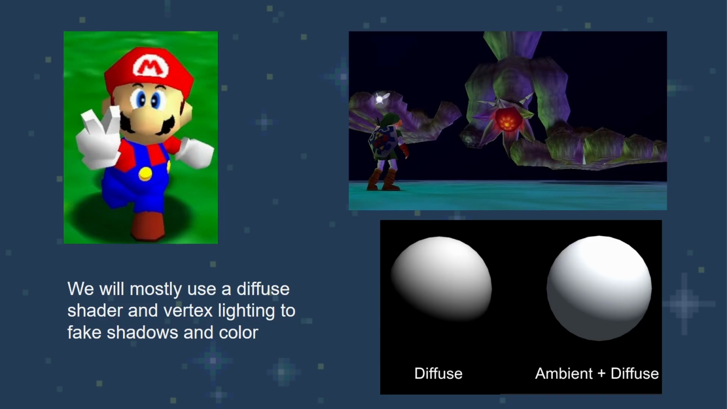On Mario's body here, you can see some examples. I think it's faked a little bit, but you see a lot of diffusion happening based on the direction of the light and also the direction that surface is facing. And then on the right-hand side, you see a lot of this boss from Ocarina of Time, Bongo Bongo. A lot of the color, the shadow that is implied, is all vertex colors.